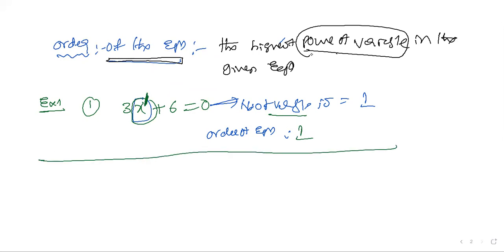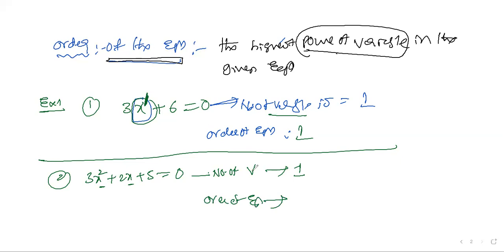Next, I will take another example for convenience. The second example is 3x² + 2x + 5 = 0. How many variables are there? Only one variable, that is x, because x², x or x³ all come in a single category. So the number of variables is 1. Next, the order of the equation is the highest power. The first x has power 1, the second x has power 2, so you take the highest power. The order of the equation is 2.